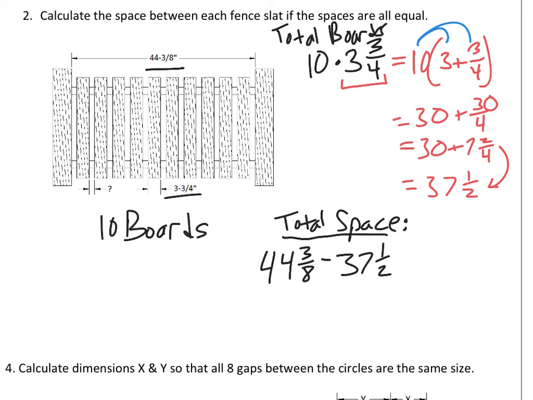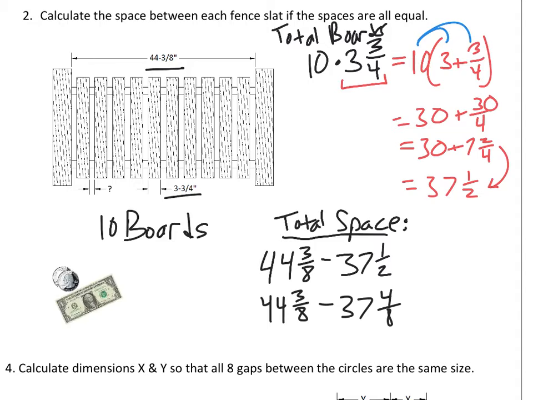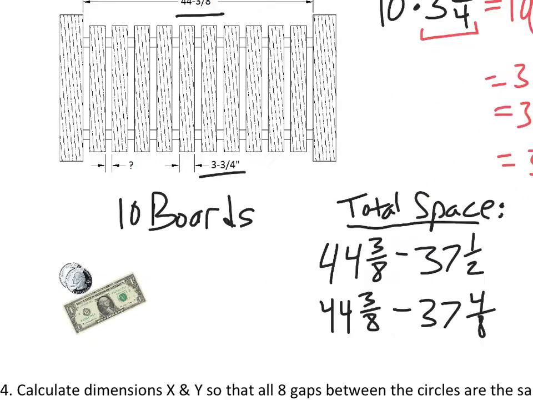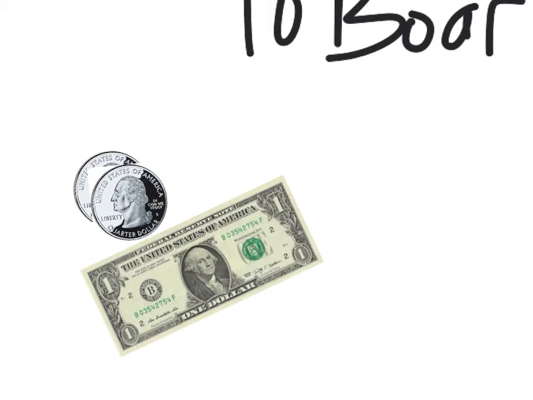First of all, we need a common denominator. So let's change this 1/2 to 4/8. All right, so we have 44 3/8 minus 37 4/8. Okay, now we have 3/8. We want to subtract or get rid of 37 4/8. Uh-oh. Well, think about this. If you had some quarters and $1, so you got 2 quarters, let's say, and $1, and you owe me 3/4.